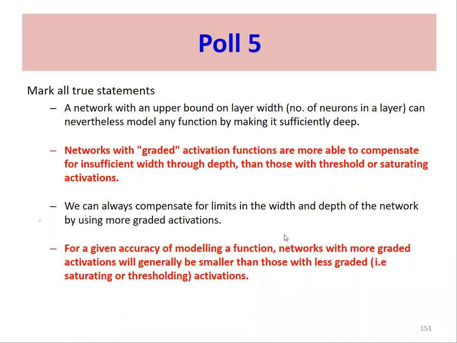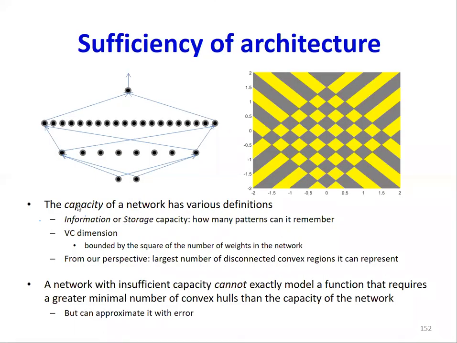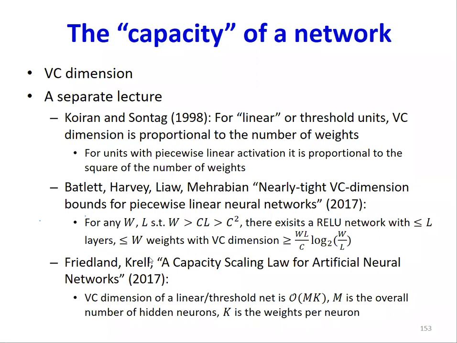And so, again, there's this notion of a capacity of a network. There are very many definitions. There's the information or storage capacity, there's VC dimension, and it basically has to do with how well a network can model a function. A network with insufficient capacity cannot exactly model a function that requires more than the capacity of the network itself, right? But it can approximate it with error. And there's a lot of work in defining the capacity of a network. We won't get into it, but I was hoping Gerald Friedland could give a guest lecture, we will see.